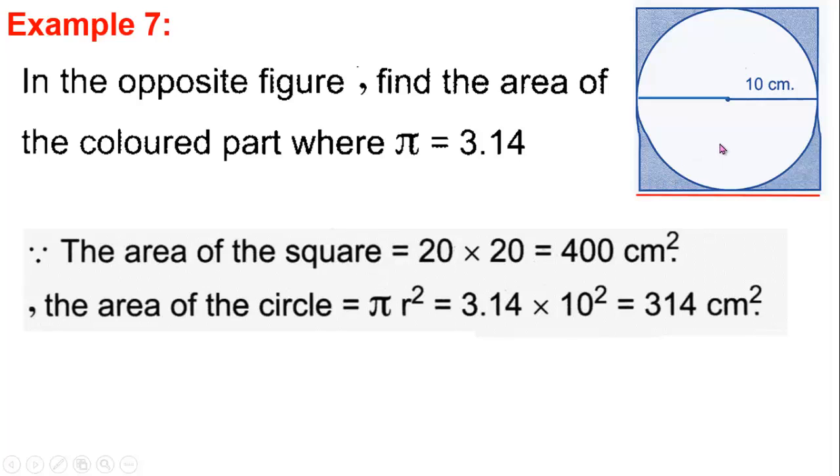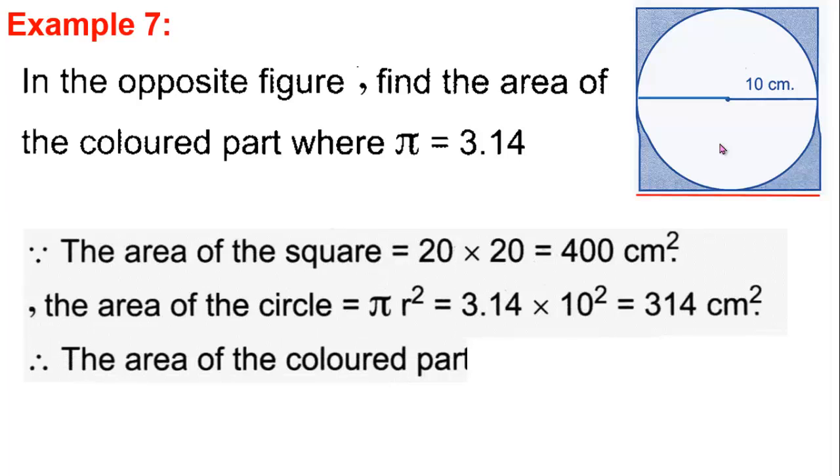If you concentrate on this figure, you will find that the area of those small colored parts is the area of the square, and I took away from it the area of the circle. So to find the area of any colored part, what I should do is subtract the area of the big shape minus the area of the small shape. So here I will have the area of the colored part equals 400 minus 314, which is equal to 86 centimeters squared. Let's go now and see those multiple choice questions.